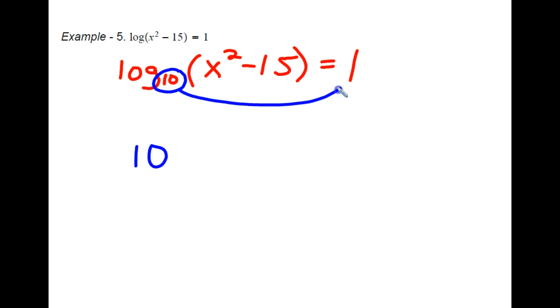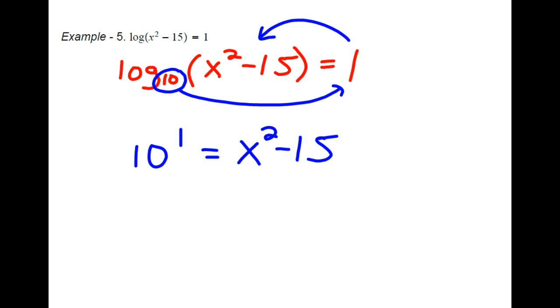You raise it to the power of whatever's on the other side of the equal sign, which in this case is just 1. And then you set it equal to what's inside the logarithm, which is x squared minus 15. Right. 10 to the first power is just 10, so we get 10 is equal to x squared minus 15. This is technically a quadratic equation.